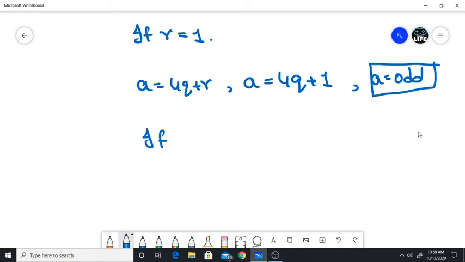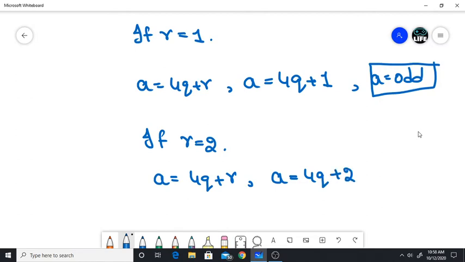If r equals 2, a equals 4q plus r. By substituting we get a equals 4q plus 2. 4q is an even number and adding 2 to an even number gives you an even number. So a equals even. Very simple.